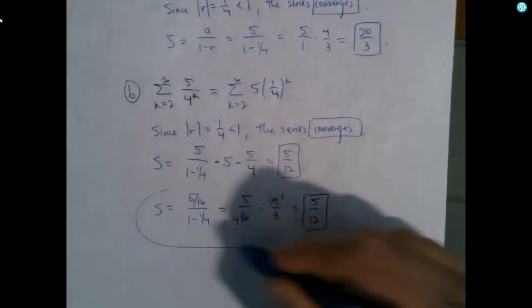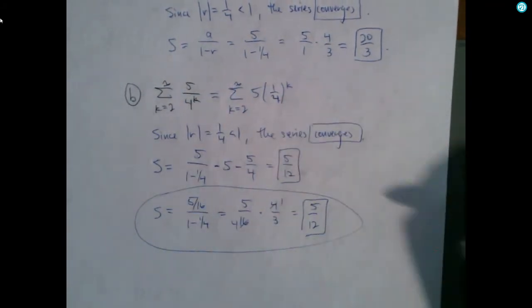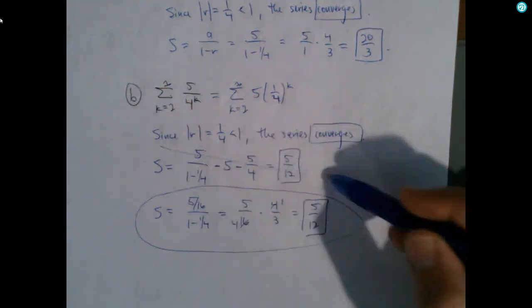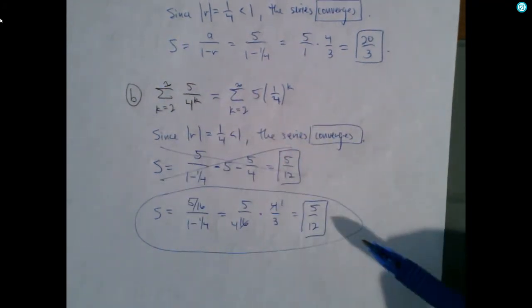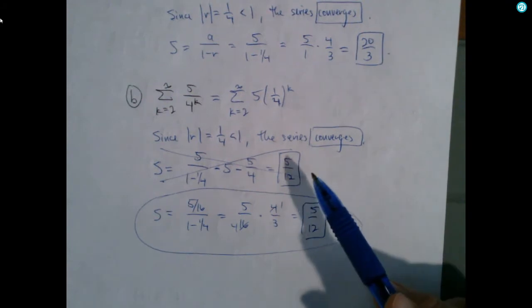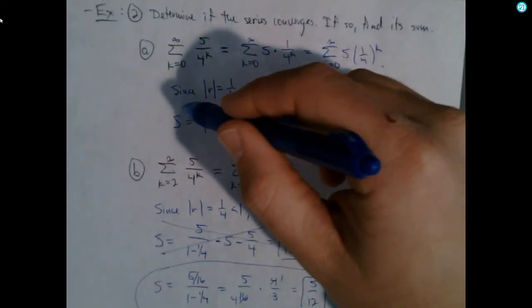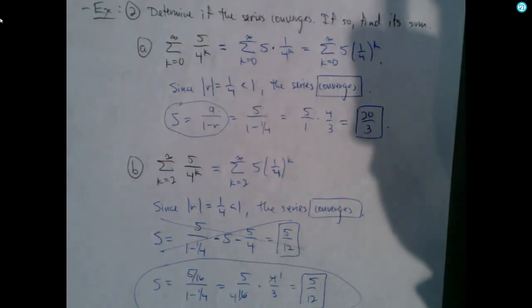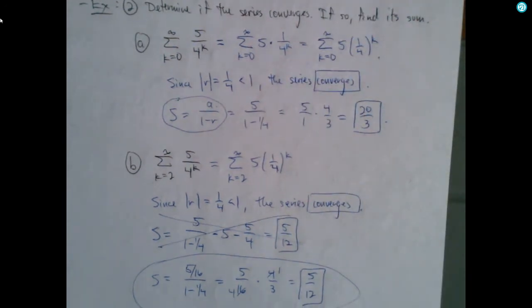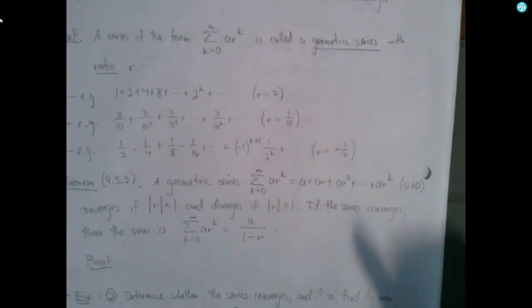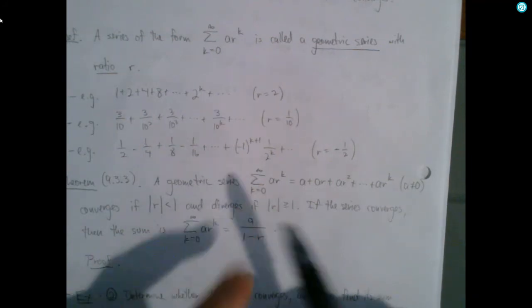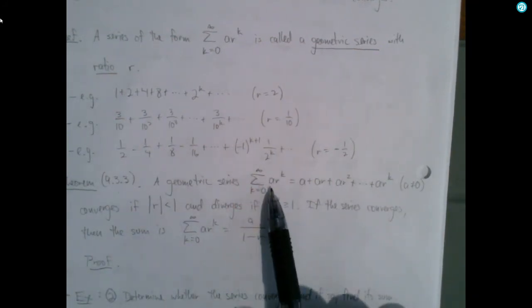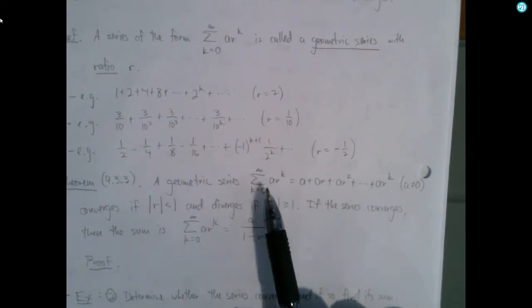So personally, I prefer to do it this way because it takes less thought. All you have to do is remember that in the formula S equals A over 1 minus r, A represents the first term of the series. It's a little bit misleading because when you're looking at this, you say, oh, A is just whatever number you're multiplying by here. But it's not really that. It's the first term of the series.